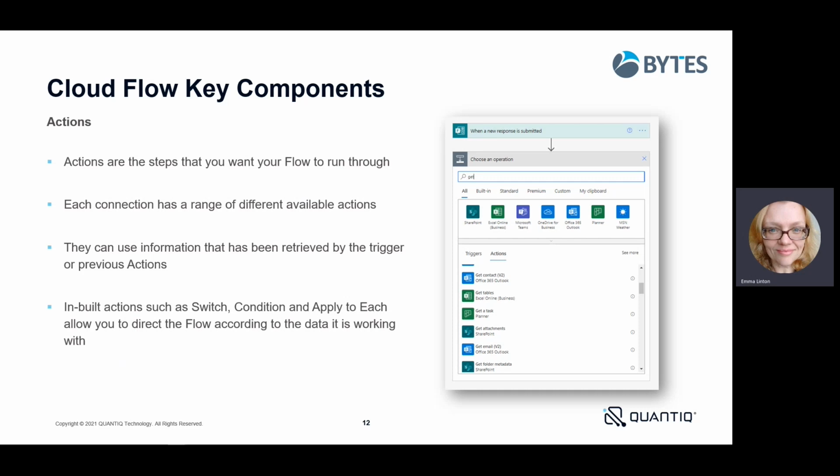There's also a range of inbuilt actions that come as part of Power Automate, such as switches, conditions, so if statements, and apply to each, which allow you to loop around records. These things allow you to direct the flow according to the data that you're working with. So it really means that you can do quite complex things inside Power Automate and have multiple branches with different outcomes.